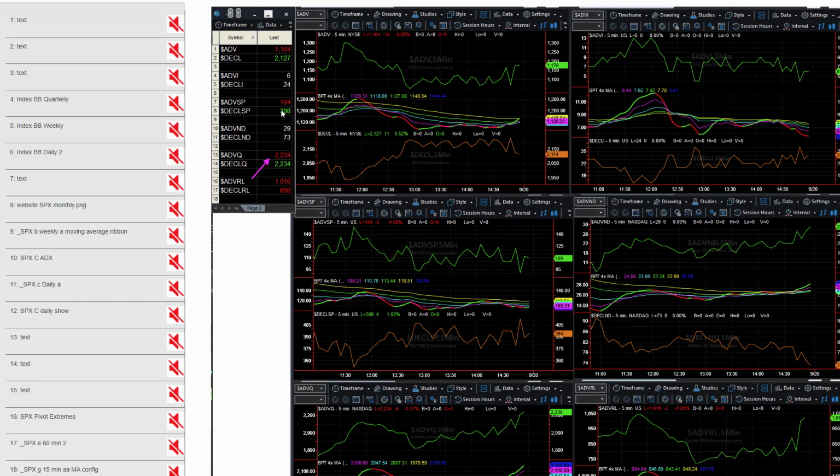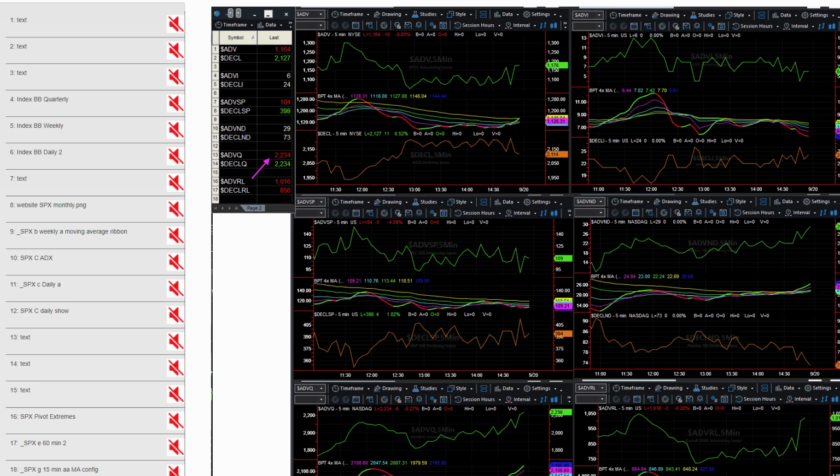The S&P and the Nasdaq 100 very negative. The Russell obviously was a positive. You could see more advancers than decliners. The Russell was up that day. Now the Nasdaq itself was actually pretty decent, so pretty interesting.